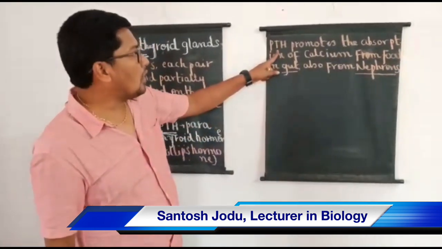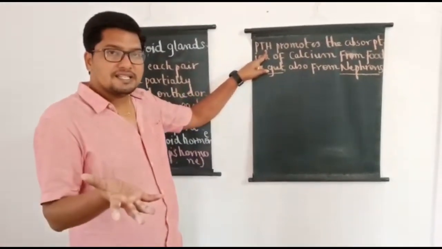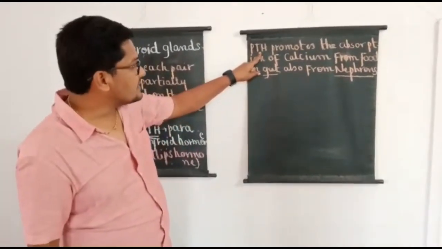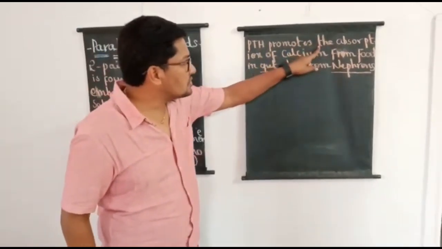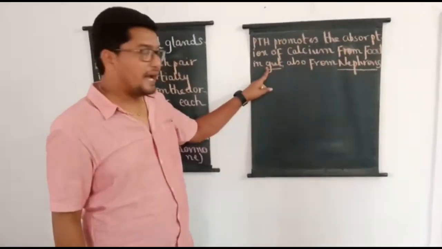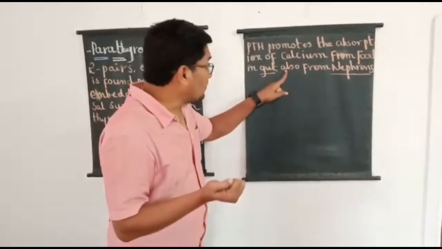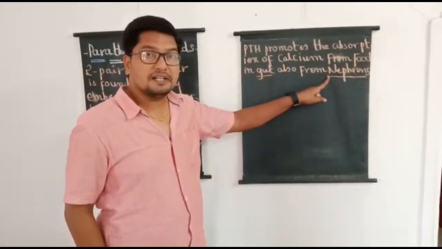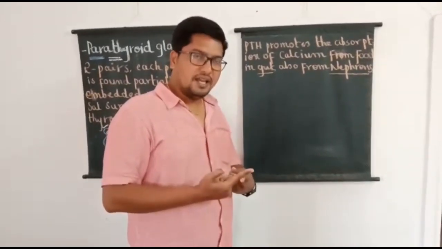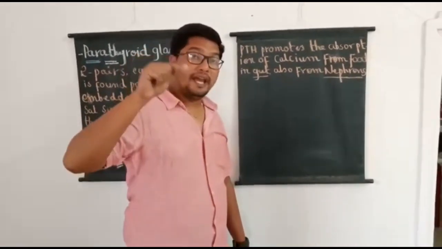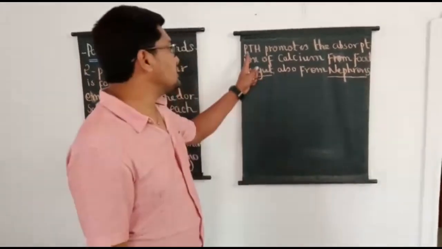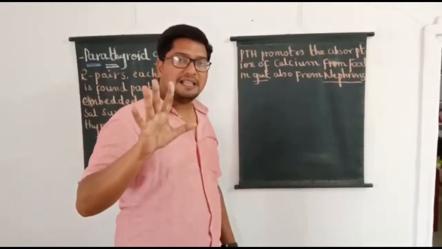So parathyroid hormone, that is PTH, increases the calcium levels in ECF, I said. How can it do this? Here is the answer. PTH always promotes the absorption of calcium from what? From food in the gut, and it also promotes the absorption of calcium within the nephrons. So by promoting absorption of calcium from the gut and also from the nephrons, it helps increase the calcium levels in ECF. That's why PTH is popularly known as hypercalcemic hormone.